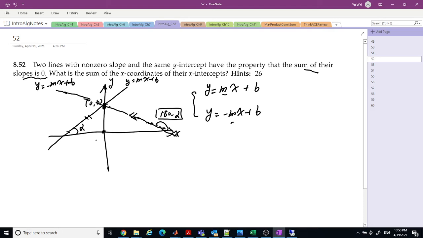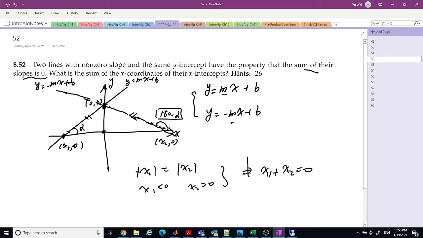If this is the isosceles triangle, here is the first, we call it x1, 0, and here is x2, 0. So we know the distance of x1 equals the distance of x2, and x1 is less than 0, x2 is greater than 0. So that's why you can say x1 plus x2 equals 0.